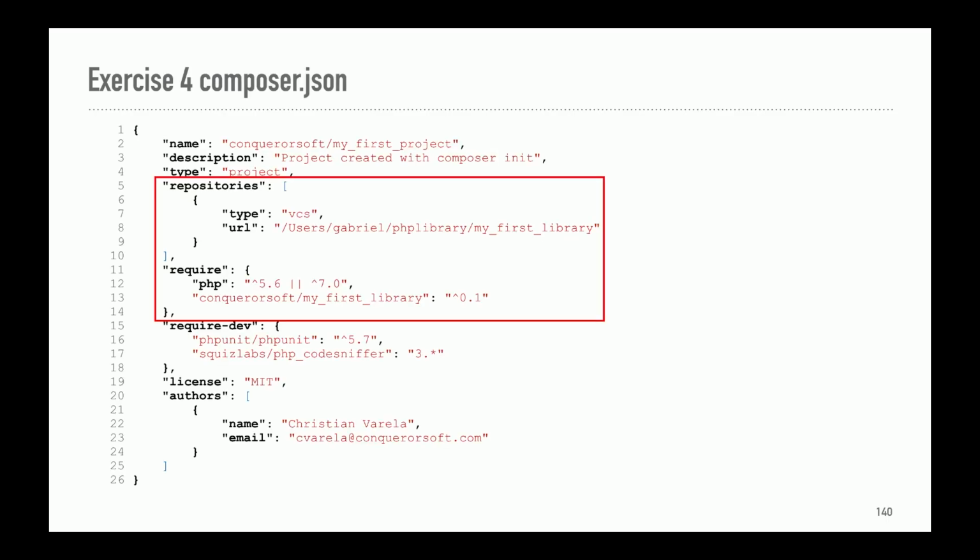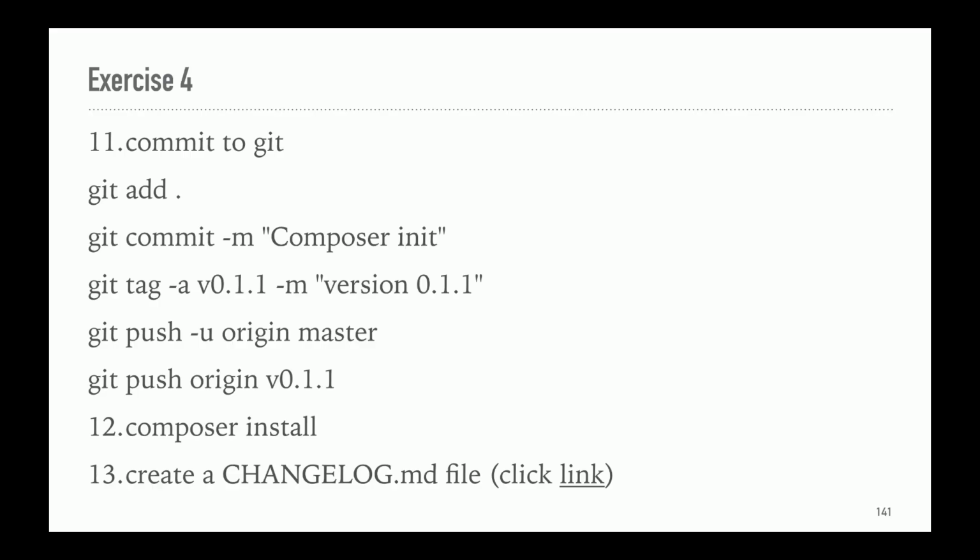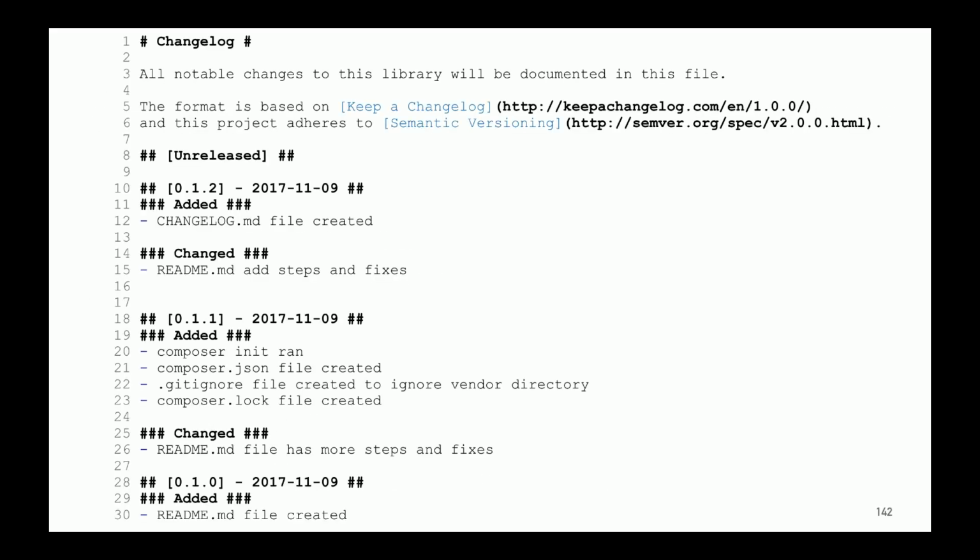So there are some important things here. If we want our library to reside in our file system or in our network, we would use the repositories key, and the require would be just specifying the version of our library. In this case, Conqueror Soft, my first library. Where to find it? In a version control system at this URL. So if I run composer install, it is going to go to my file system and get the repository from there, because it is a Git repository from a version control system. We would add the changelog file, which is going to be very similar.